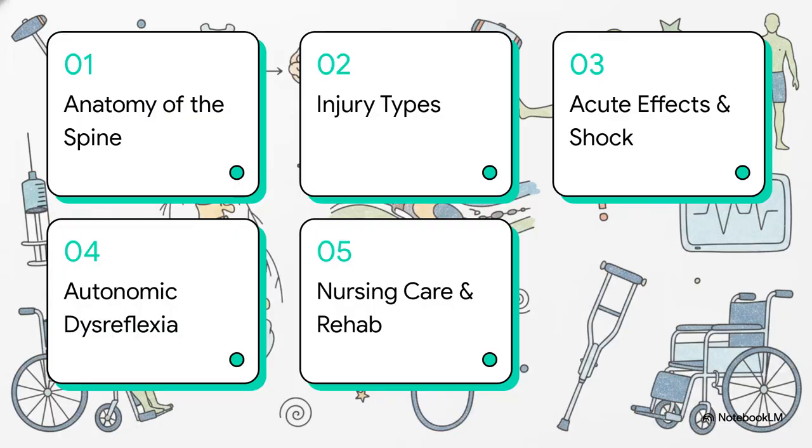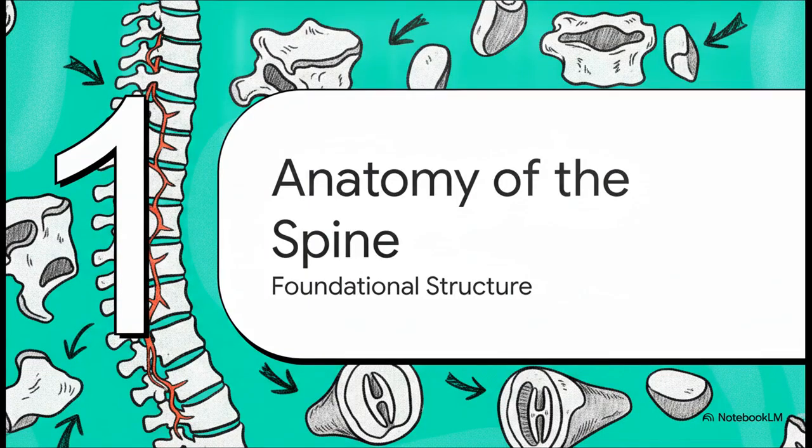To keep everything efficient, we've broken this down into 5 quick sections today: anatomy of the spine, types of spinal injuries, acute effects and shock, the autonomic dysreflexia emergency, and finally, nursing care and rehab. Let's start right at the top with Section 1, anatomy of the spine.